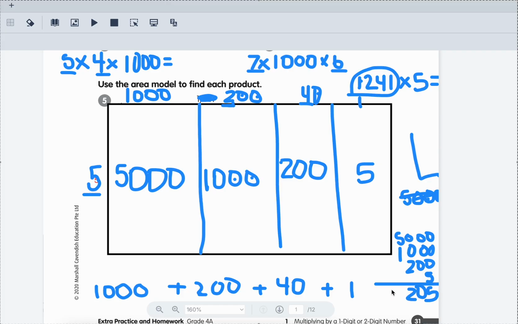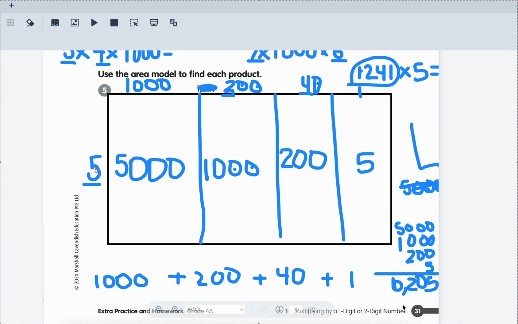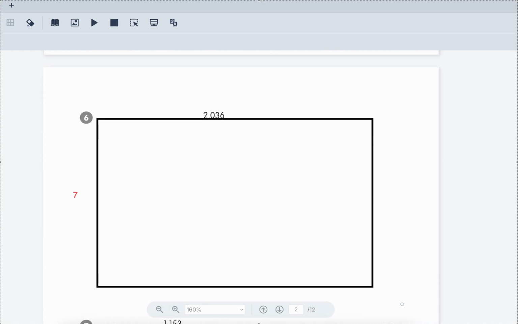And your answer will be 6,205. If you have not copied that, please copy that. If you need to press pause, let the teacher press pause. Okay, let's go to the next one.